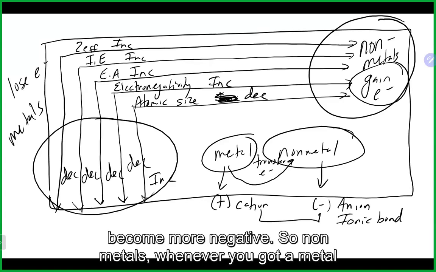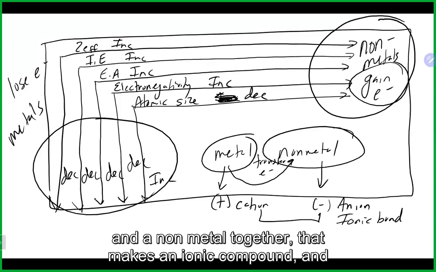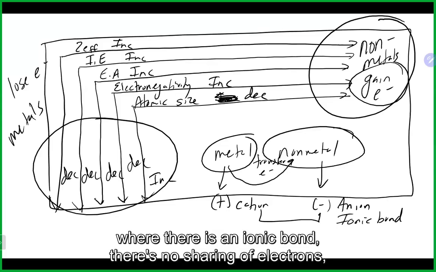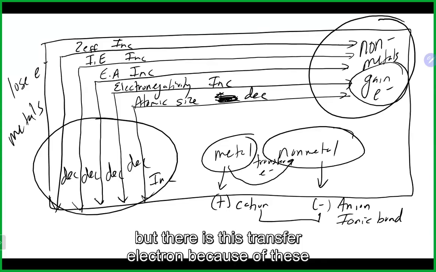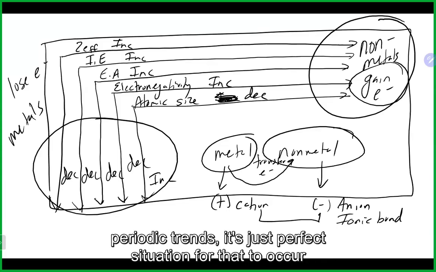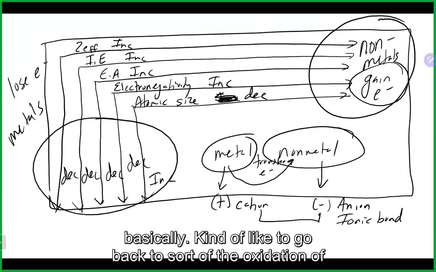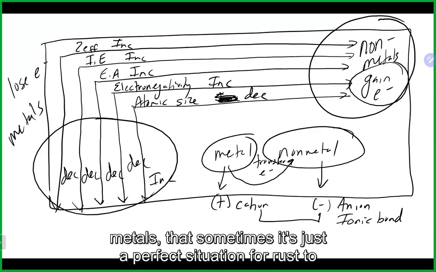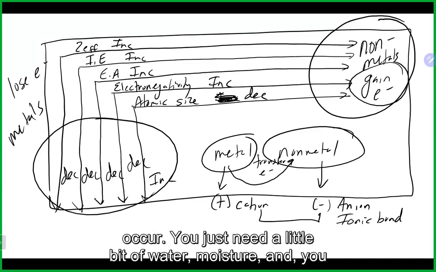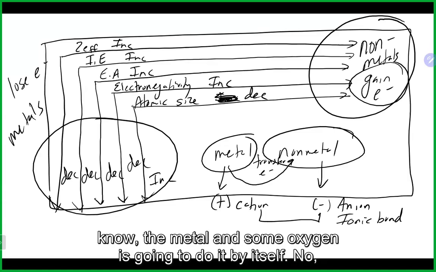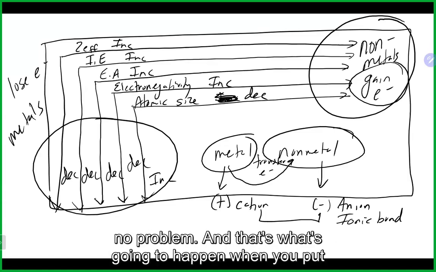So whenever you've got a metal and a non-metal together that makes an ionic compound, where there is an ionic bond, there's no sharing of electrons, but there is this transfer of electrons because of these periodic trends. It's just a perfect situation for that to occur. Kind of like the oxidation of metals, sometimes it's just a perfect situation for rust to occur. You just need a little bit of water, moisture, the metal and some oxygen, and it's going to do it by itself. No problem. That's what's going to happen when you put these two together.